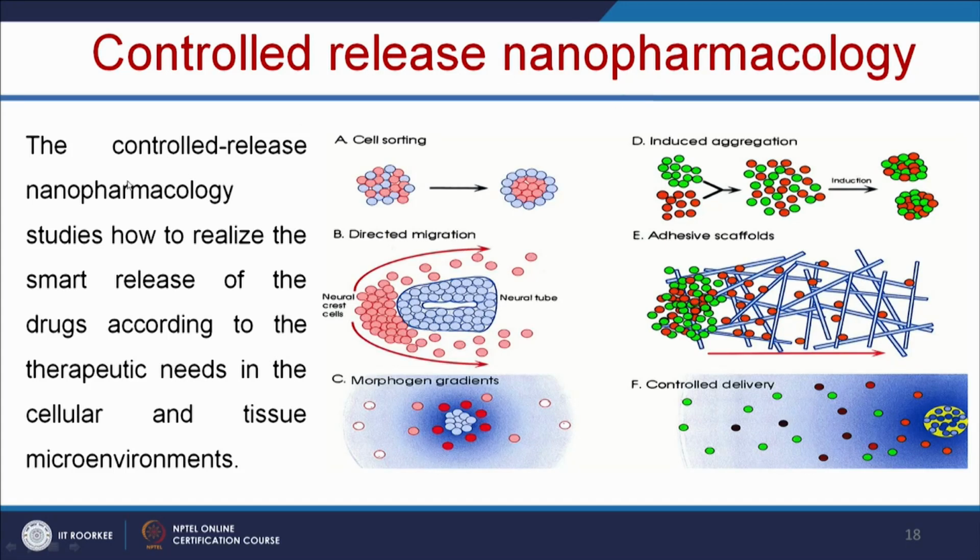So, let us see controlled release nanopharmacology. Here, controlled release nanopharmacology studies how to realize the smart release of drugs according to the therapeutic needs in the cellular and tissue microenvironments. So, we can use a smart nano carrier. For example, we can make a smart nano carrier which can release insulin depending on the blood glucose level. If there is a high blood glucose level, it can release the insulin from the smart nano carrier system.